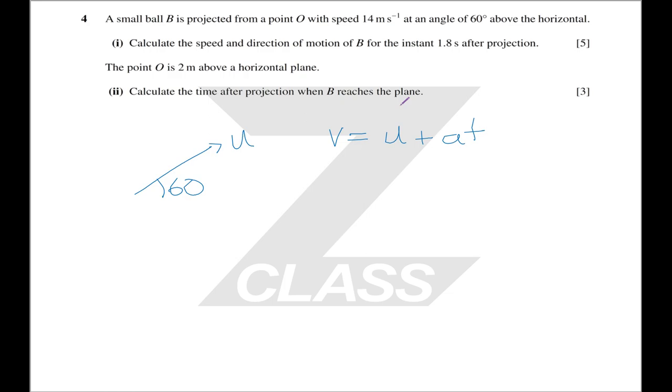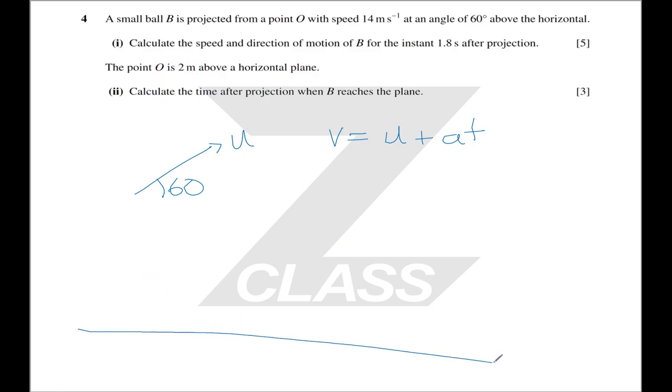Calculate the time after projection when B reaches the plane. So that is just, once again, using SUVAT. Now we want s equals 0. Or rather, we want s equals minus 2. More to the point, right?